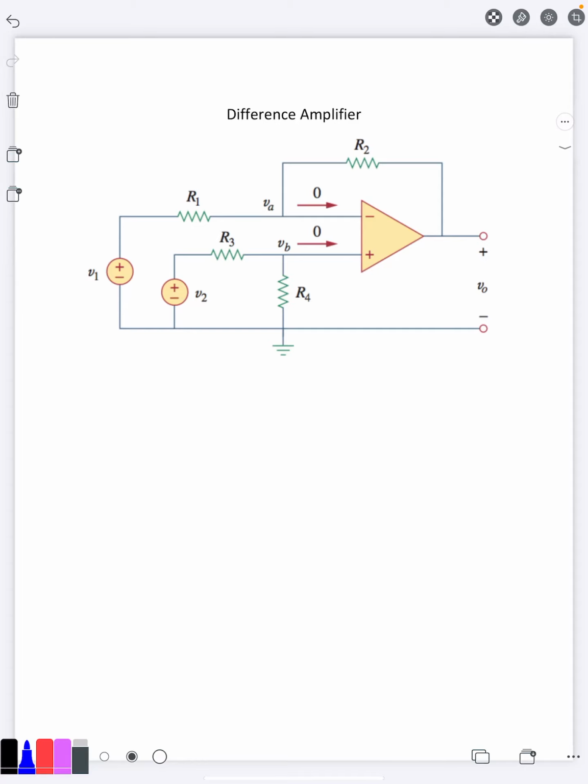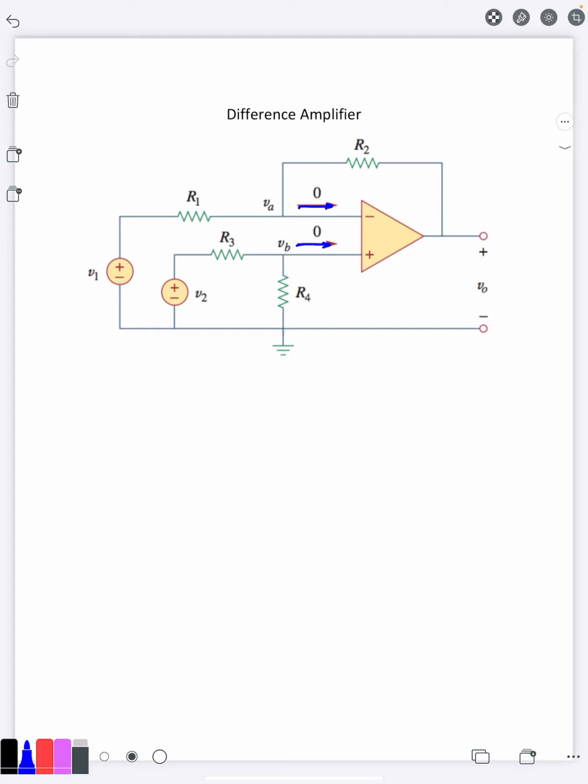In this video, we're going to analyze the circuit known as the difference amplifier. It is this particular configuration of resistors, sources, and an ideal op-amp. And yes, we are using the ideal op-amp model here, which means we know that our currents coming in are zero.